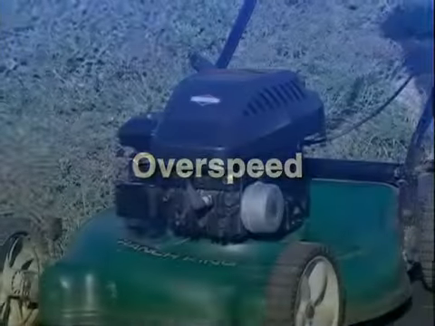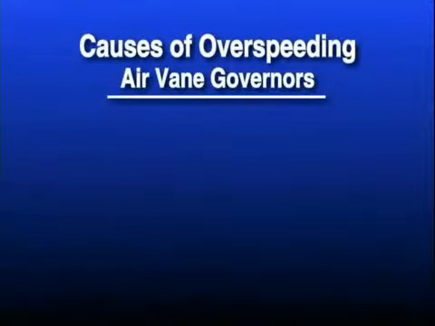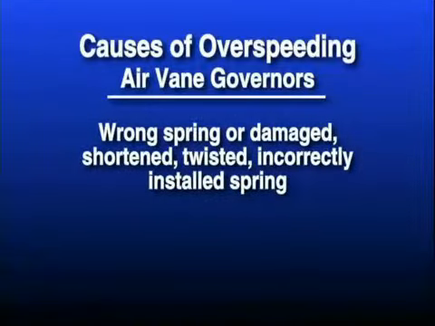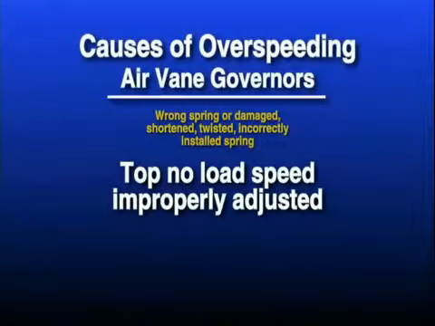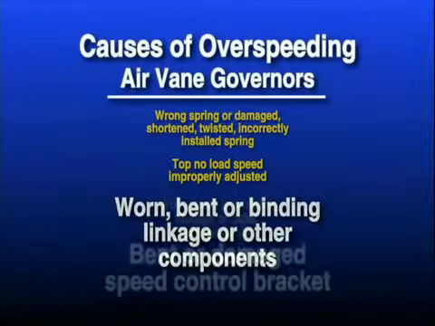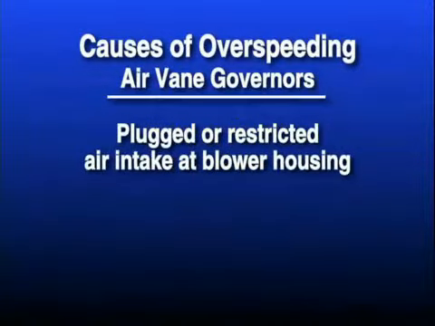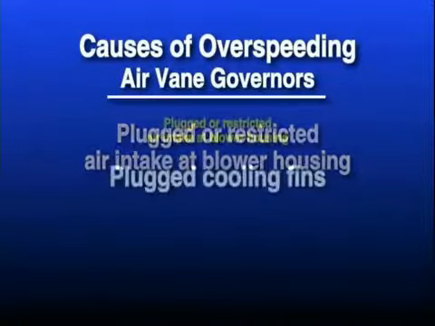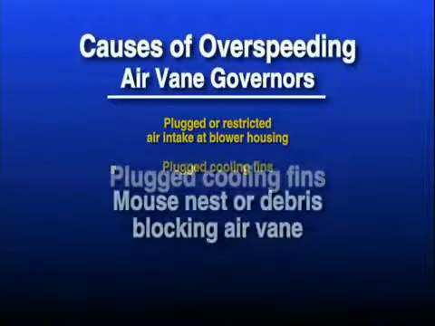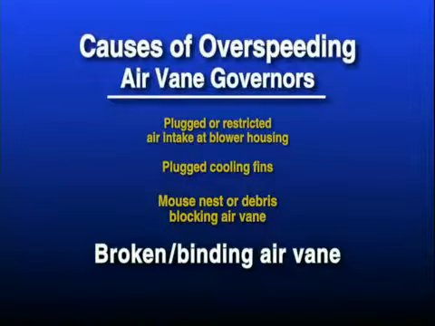Let's begin with overspeed, the engine running too fast. On an air vane system, causes of overspeeding include wrong governor spring or damaged, shortened, twisted, incorrectly installed spring, top no load speed improperly adjusted, worn, bent, or binding linkage or other components, bent or damaged speed control bracket, plugged or restricted air intake at blower housing, plugged cooling fins, a mouse nest or debris blocking the air vane, or a broken or binding air vane.